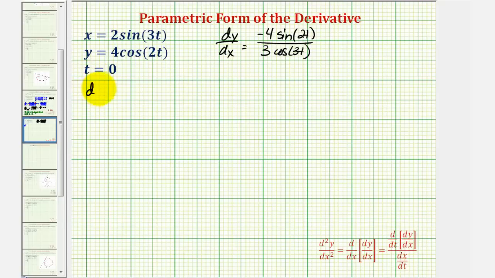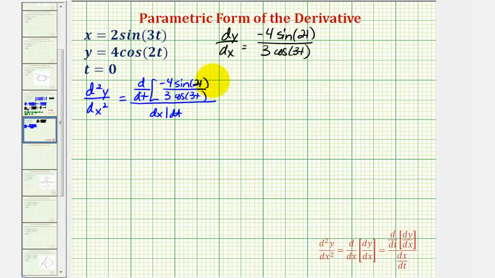So the second derivative of y with respect to x is going to be equal to the derivative of the first derivative with respect to t, which is negative 4 sine 2t divided by 3 cosine 3t, and then we'll divide this by dx/dt. So notice how this is going to require the quotient rule as well as the chain rule. So let's begin to set this up. Let's start with our denominator here, or dx/dt. We found dx/dt on the previous slide. It's going to be 2 cosine 3t times 3, or 6 cosine 3t.